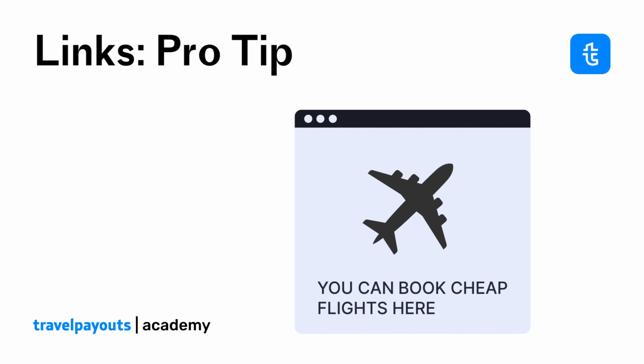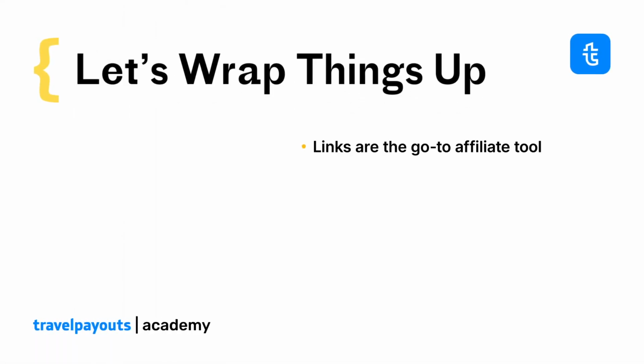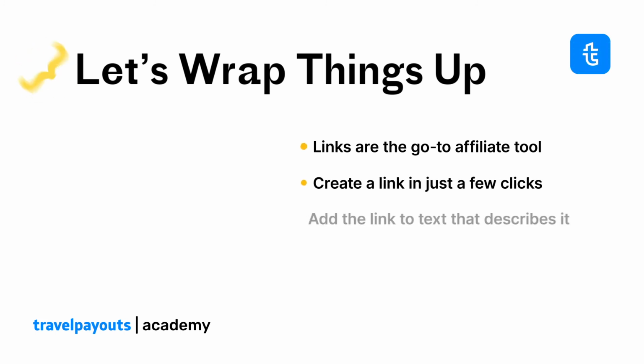Here's a pro tip. To drive great results, don't just place a URL in your content. Instead, add it to text that describes the link. Let's wrap things up. Links are a go-to affiliate tool. In Travel Payouts, you can create a link in just a few clicks. And add your affiliate link to text that describes that link.